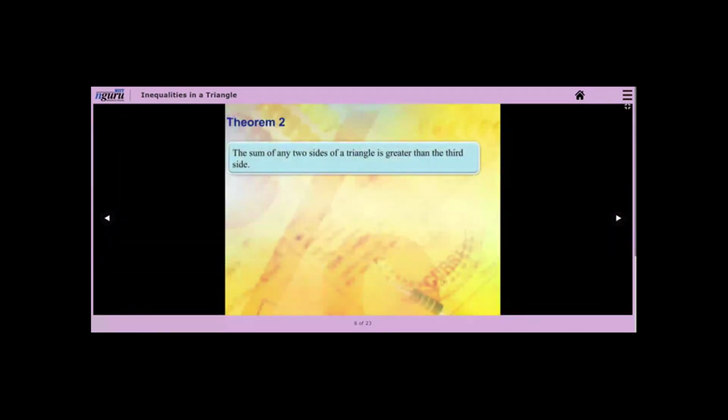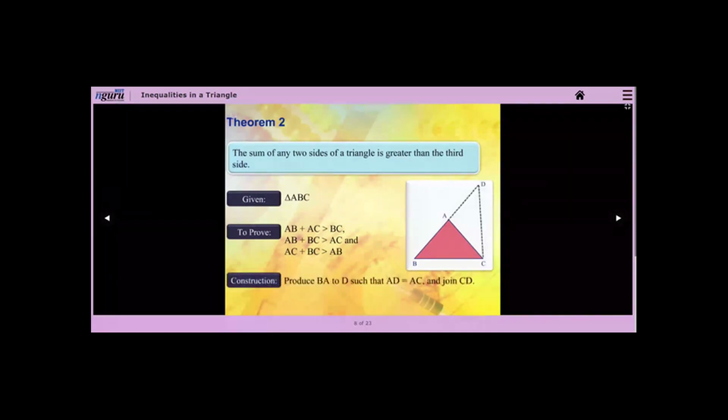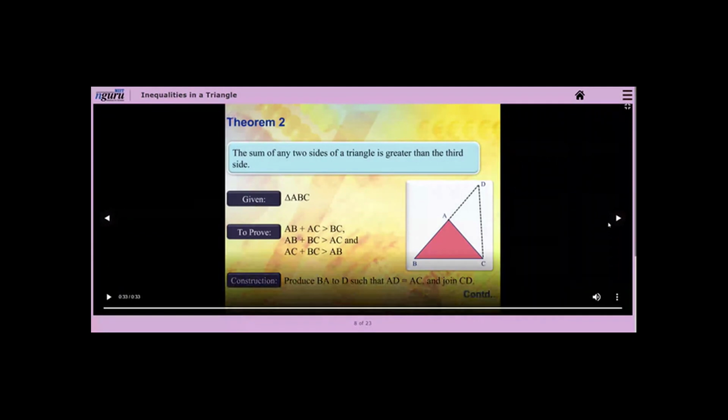Theorem 2 states that the sum of any two sides of a triangle is greater than the third side. A triangle ABC is given. It is to be proved that AB plus AC is greater than BC, AB plus BC is greater than AC, and AC plus BC is greater than AB. Produce BA to D such that AD is equal to AC and join CD. Then angle ACD is equal to angle ADC, correct?